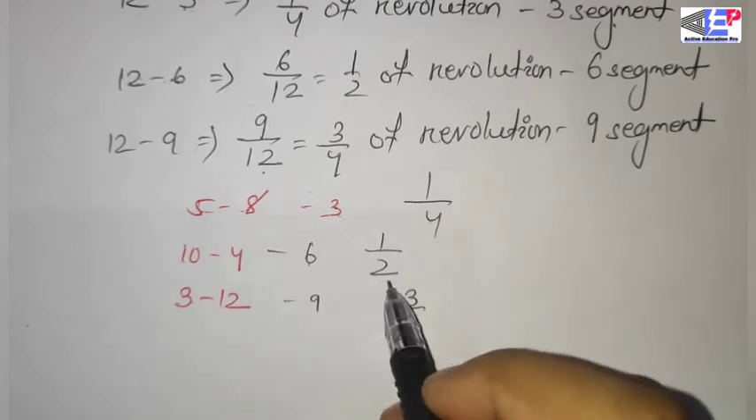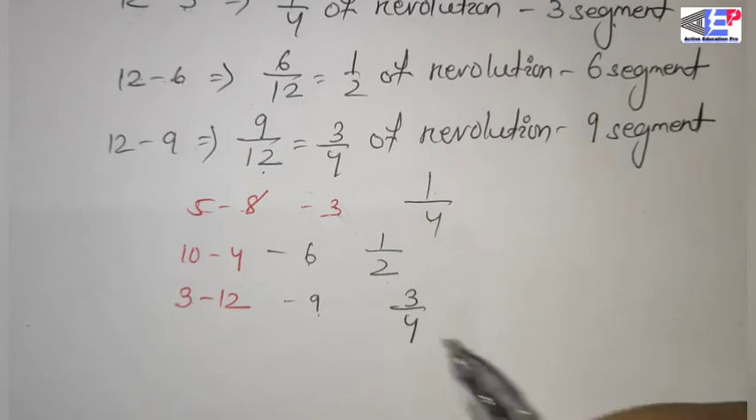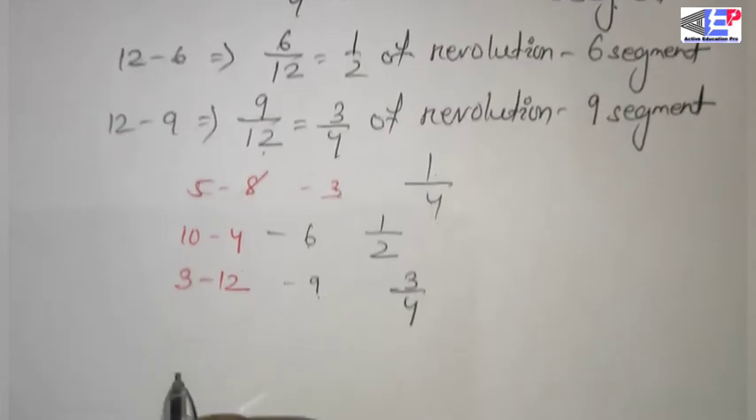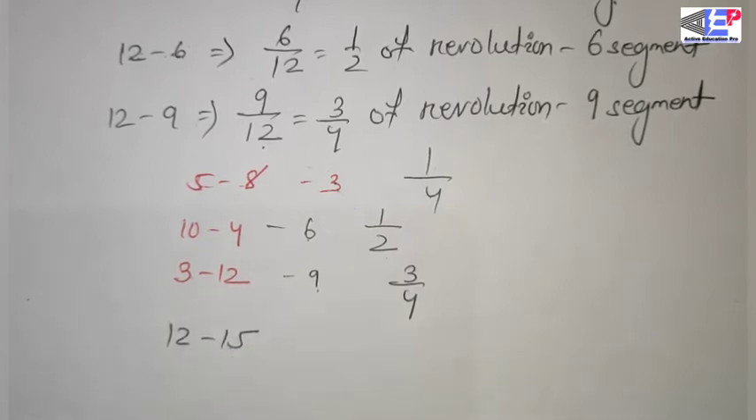6 segments is half of a revolution. Then 9 segments is 3 by 4th of the revolution. And there is another problem. If there is a question according to the 24-hour clock system, there is a system to record 12 to 15 o'clock. There is no number 15, only 1 to 12 numbers in a clock.